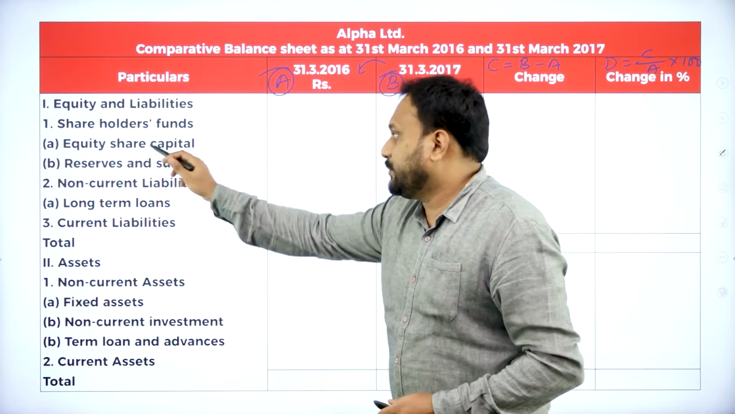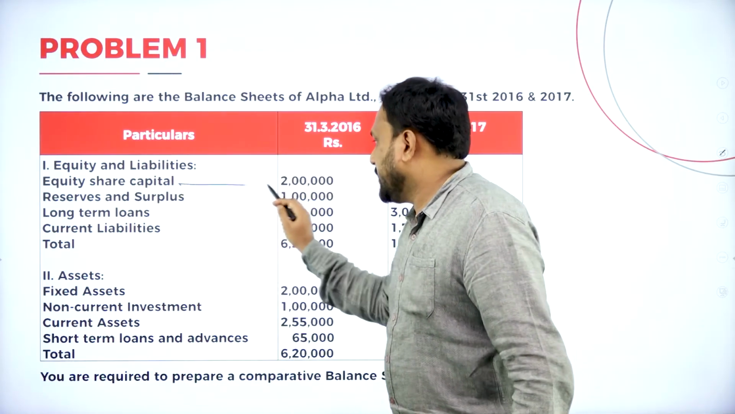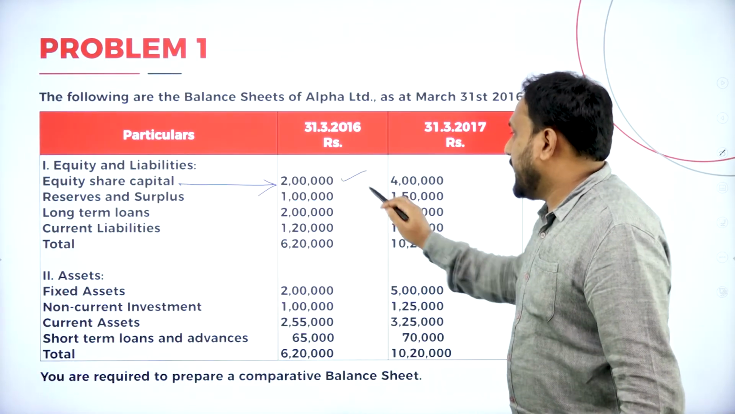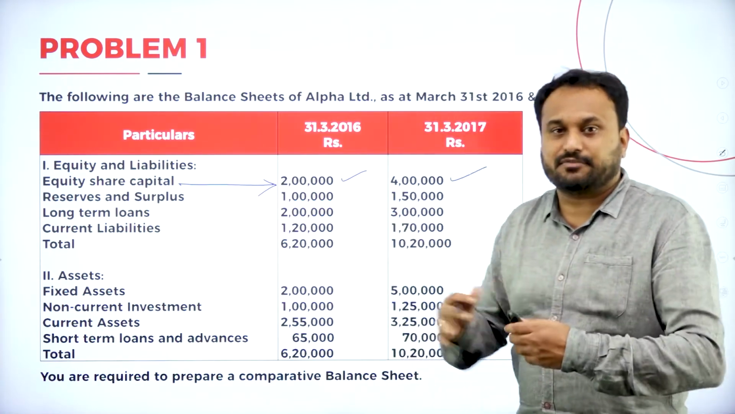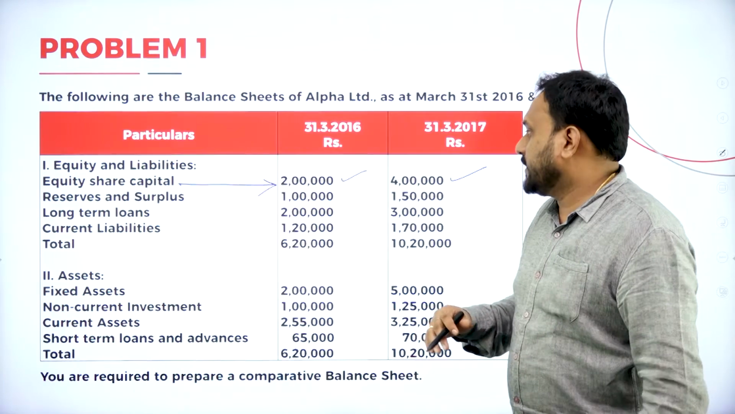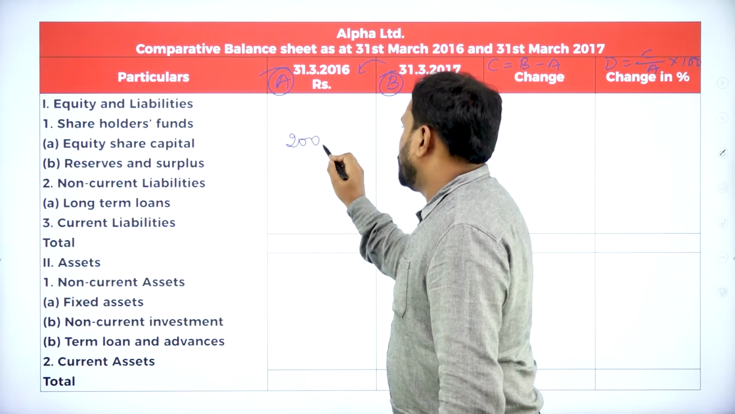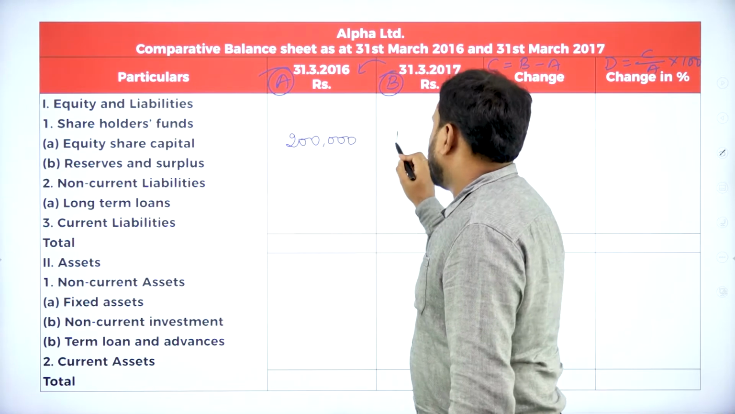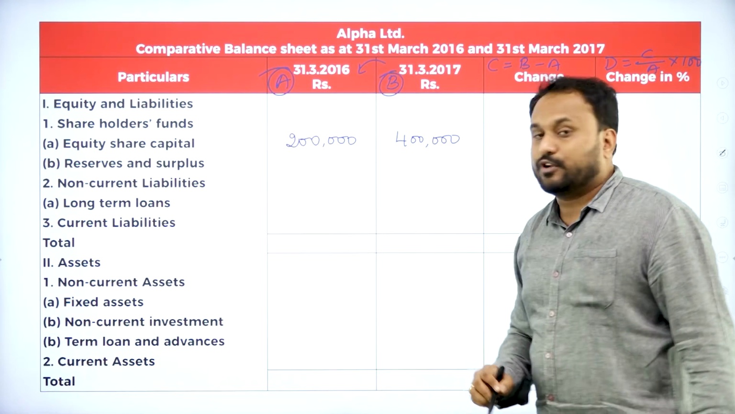In that we have equity share capital. Let's understand how much the equity share capital is. Equity share capital is 2 lakh and 4 lakh. So now it's copy and paste, the format we have written, right? So here we'll write equity share capital: 2 lakh, and then here 4 lakh. Done. 2 lakh and 4 lakh is done.